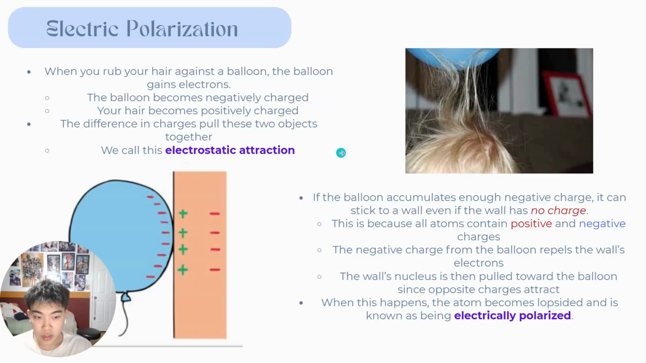Now, if the balloon accumulates enough negative charge, it can even stick to a wall, even if the wall has no charge. This is because all atoms, including the walls, contain positive and negative charges. The negative charge from the balloon repels the wall's electrons. The wall's nucleus, which contains both protons and neutrons, is then pulled toward the balloon since opposite charges attract. When this happens, the atom becomes lopsided and is known as being electrically polarized. And you can see right here, the negative charges and the positive charges attract each other and cause it to stick.